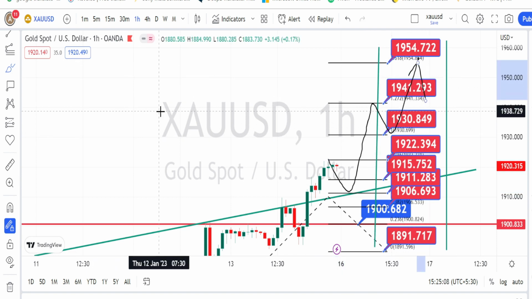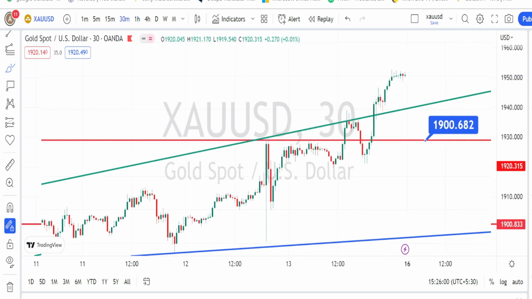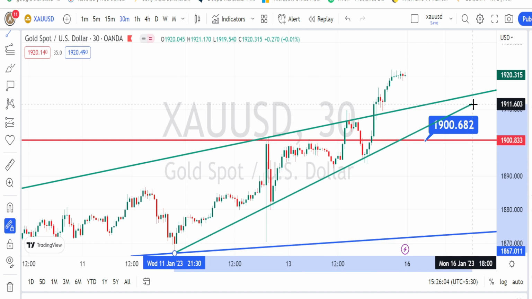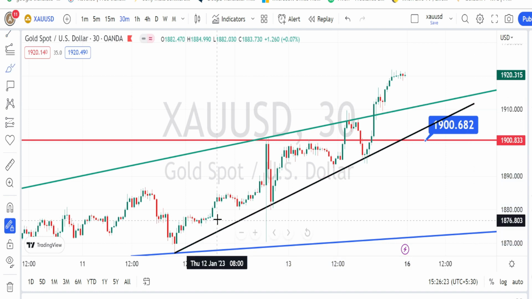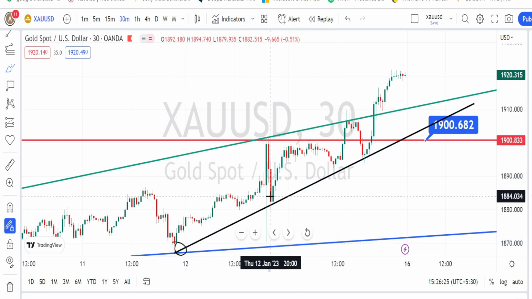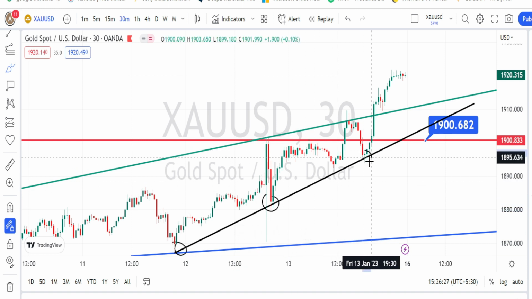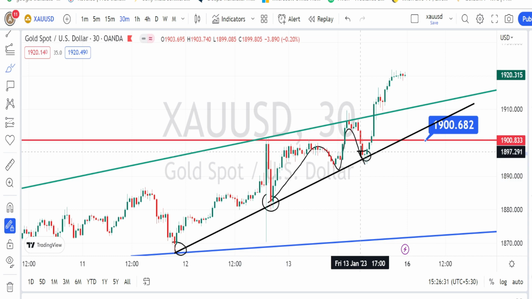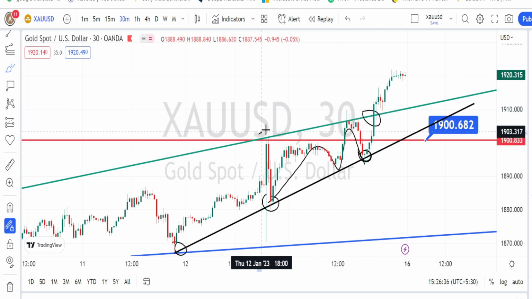Let us look at the price action in 30 minutes time frame. I am in 30 minutes time frame. For the 30 minutes time frame also, I am drawing a trend line or a support line connecting the lows of the past price actions. And it is very clear that the current trend of the price action is still trading above this support line, and it has also given breakout from this resistance line from the hourly time frame also.